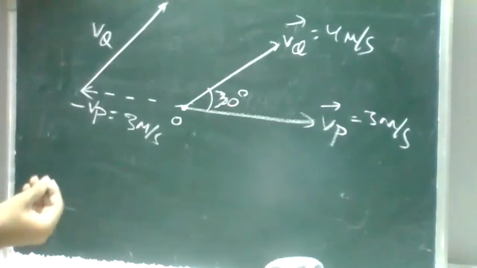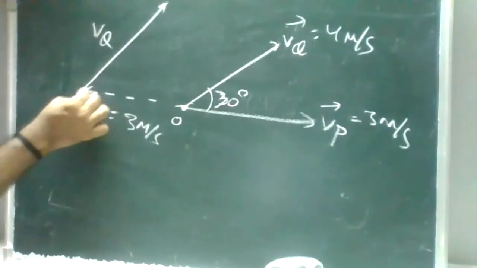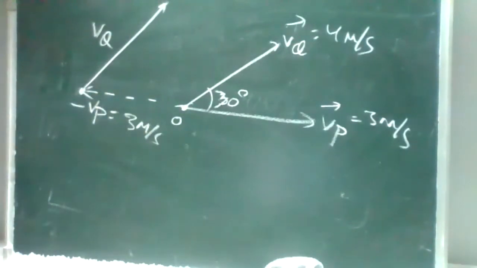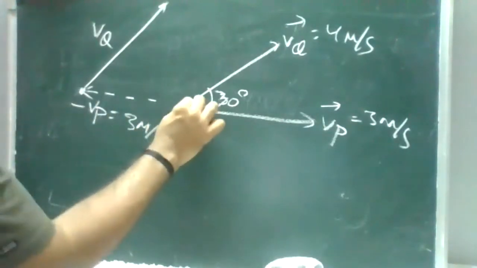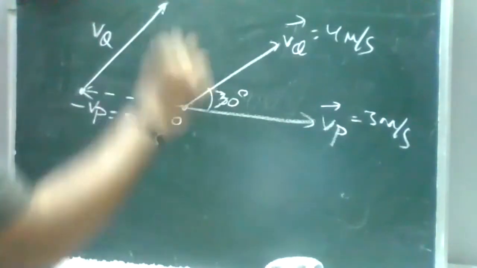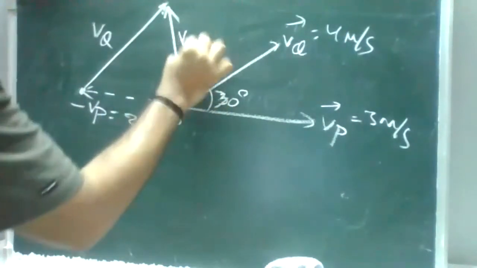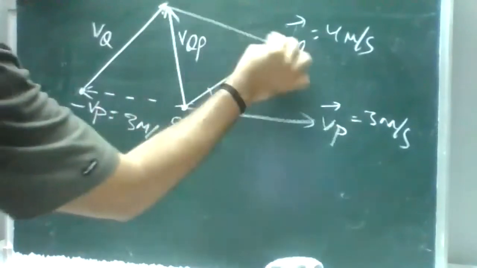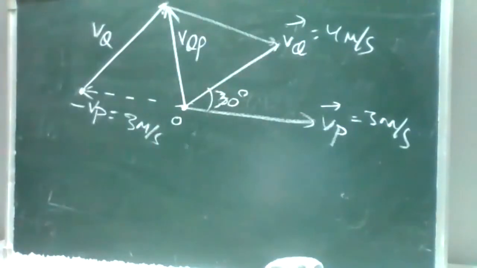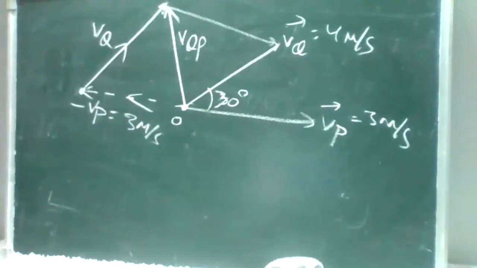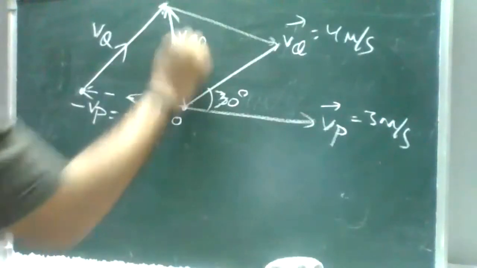Now I'm going to find the resultant between these two, in the opposite direction. The resultant will be between minus VP and VQ. This resultant is VQ with respect to P. This is a parallelogram, same relation. These are nothing but your directions. We are going to find VQP here.